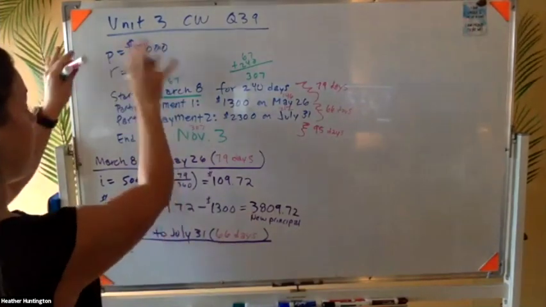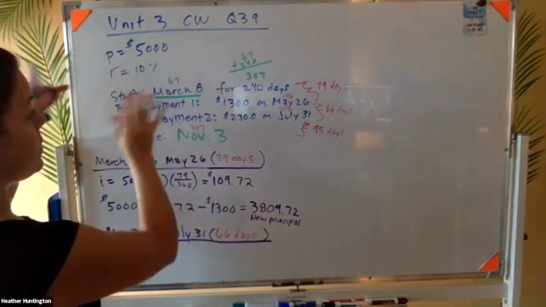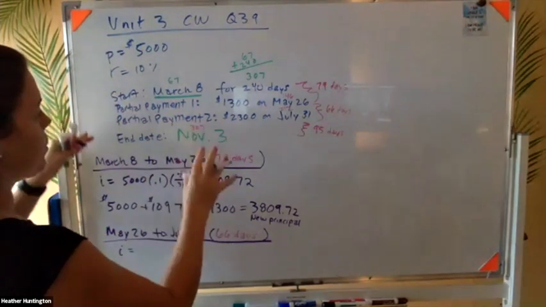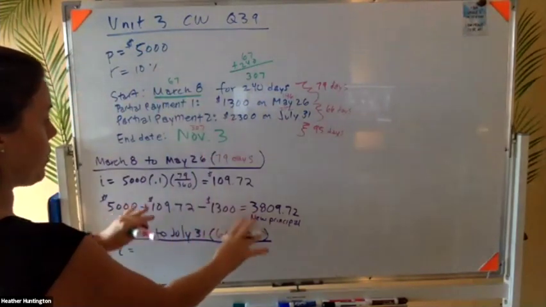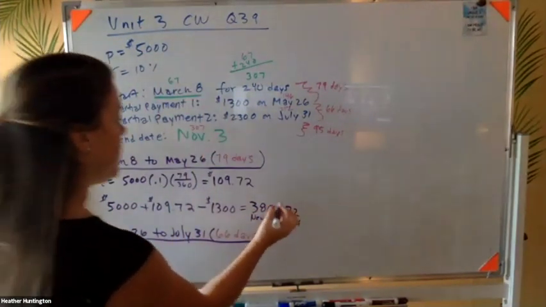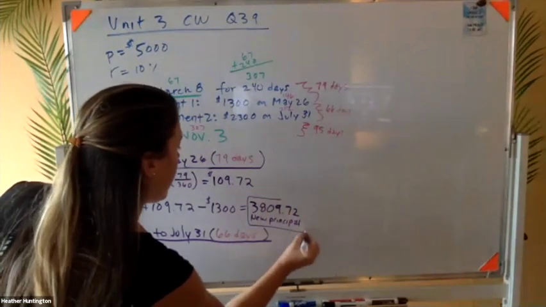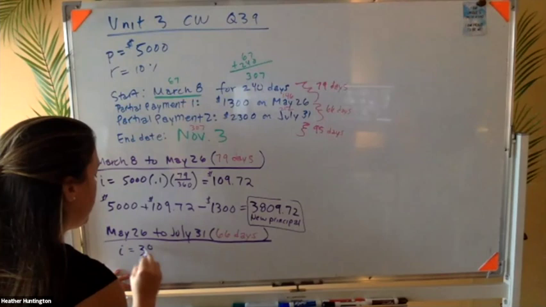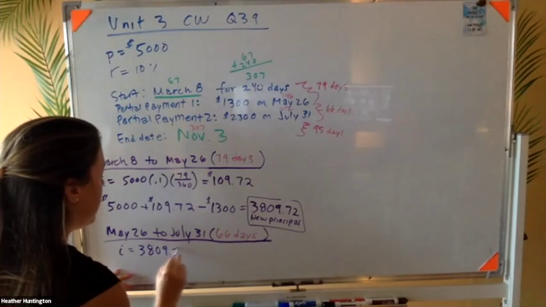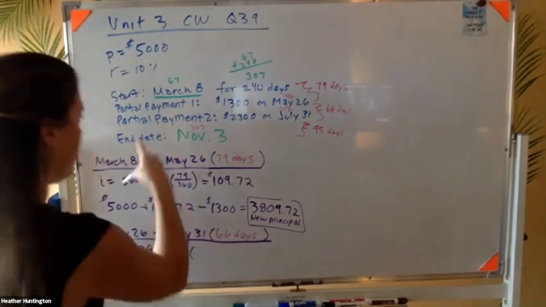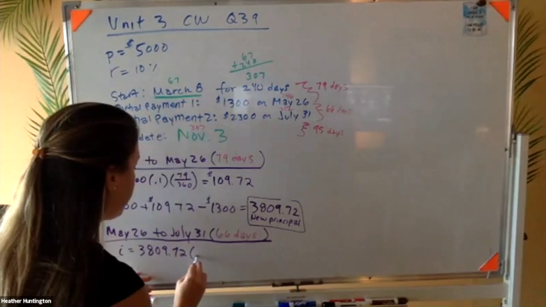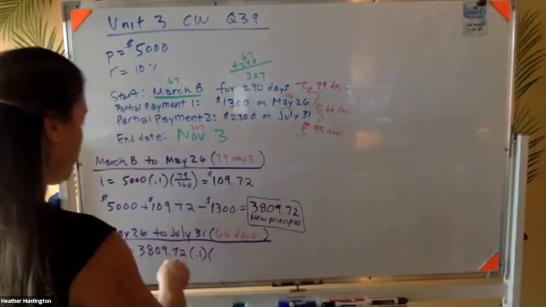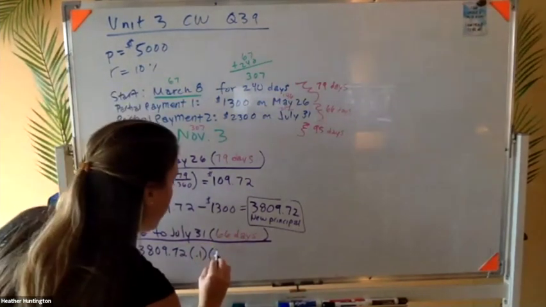I'm not going to be using 5,000 anymore. That's what the bank wanted to do. But the United States Supreme Court said, no, that partial payment reduced the principal. And so now our principal is only $3,809.72. The rate stays the same. And we're only going to be paying interest for 66 days now.